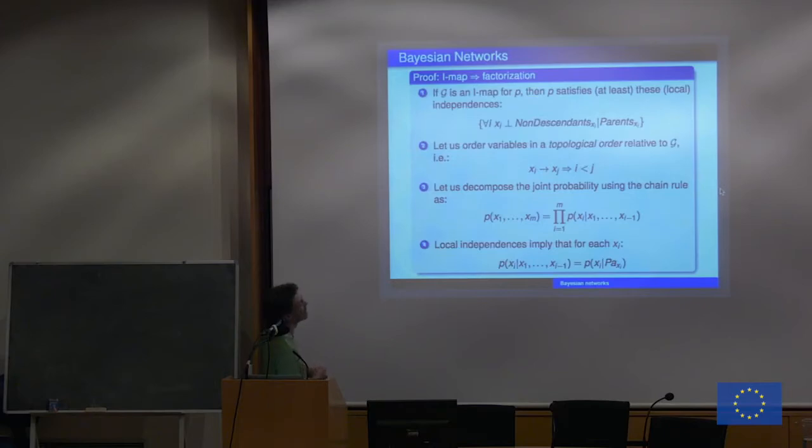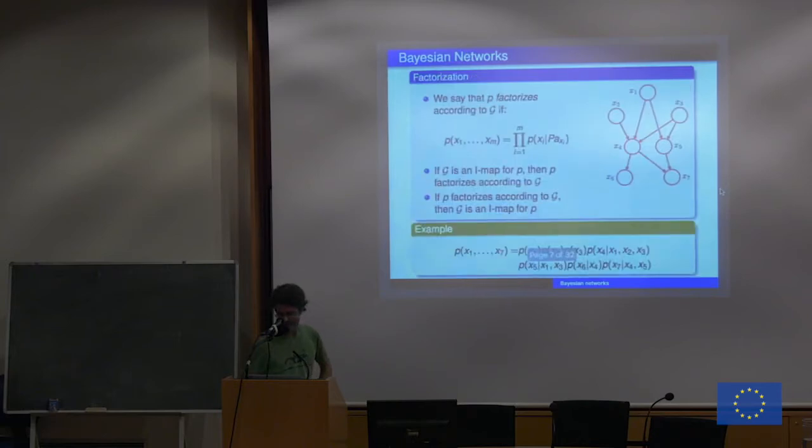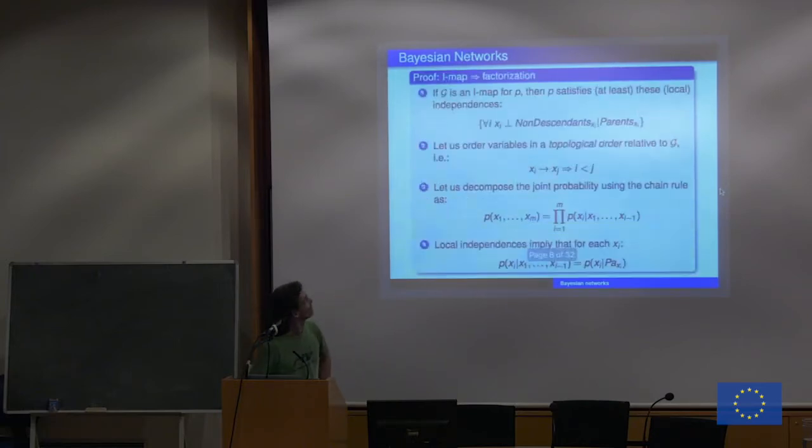Now, if I take the joint probability and order the variables in decreasing order, meaning that xi comes before xj if there is a link between i and j, so I order them as they are here, for instance, then I have that the joint probability is decomposed this way.